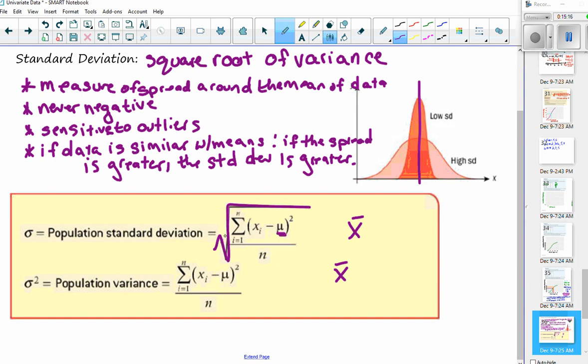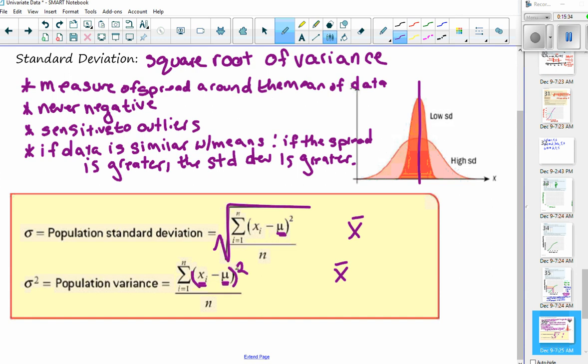So the bottom is just the same with no square root. So the sum of the differences between each data point and the mean, we're going to take that value and square it, because some are going to be positive and others are going to be negative. Therefore, when I add all those together without squaring, I get 0, because half of them are positive.